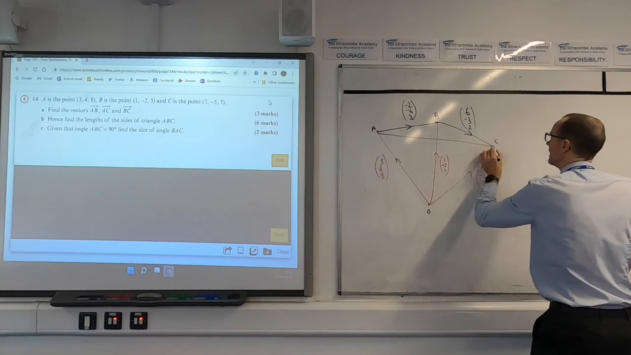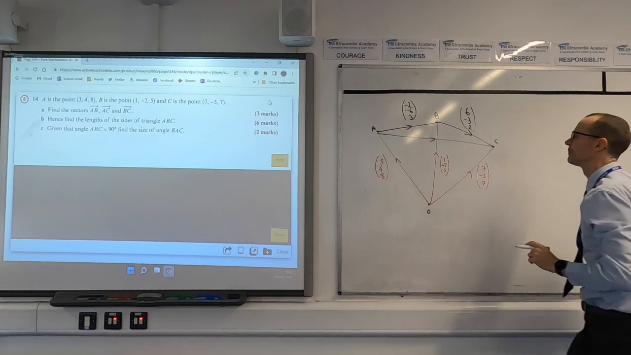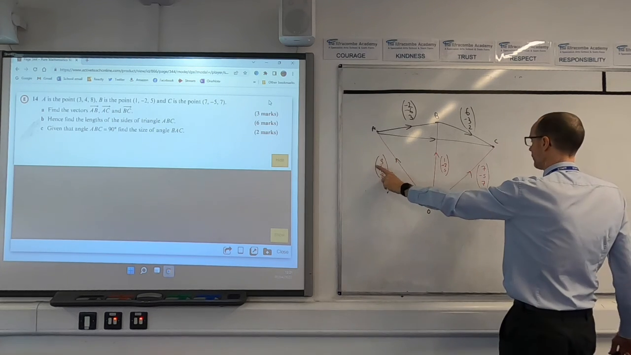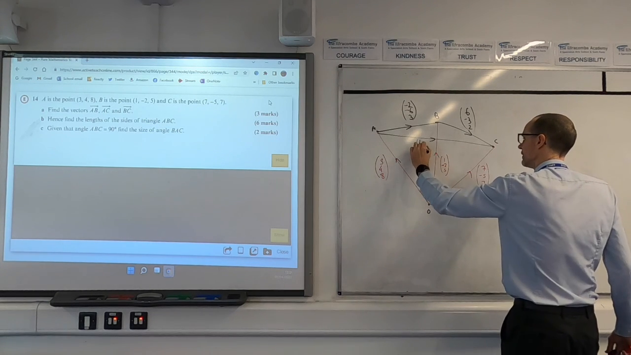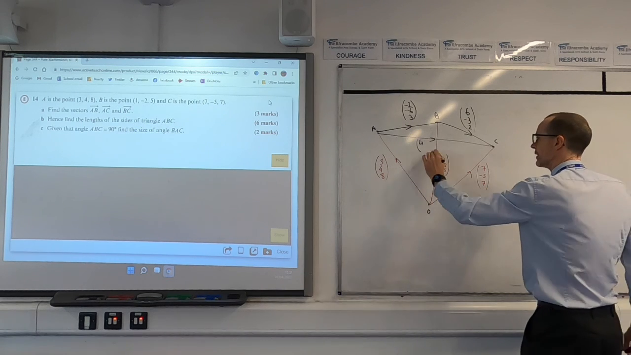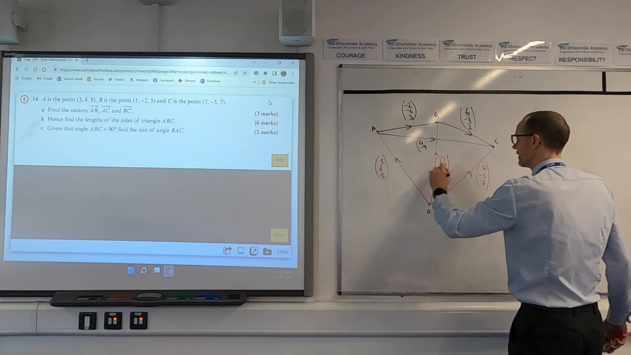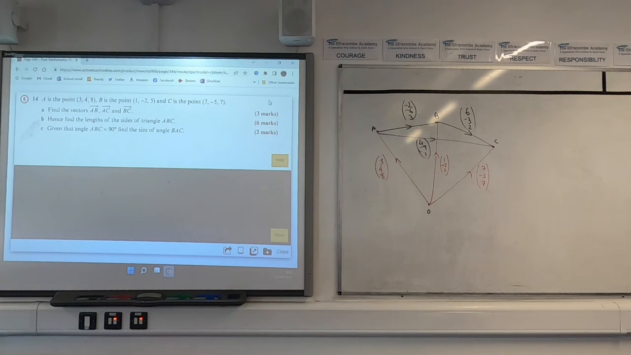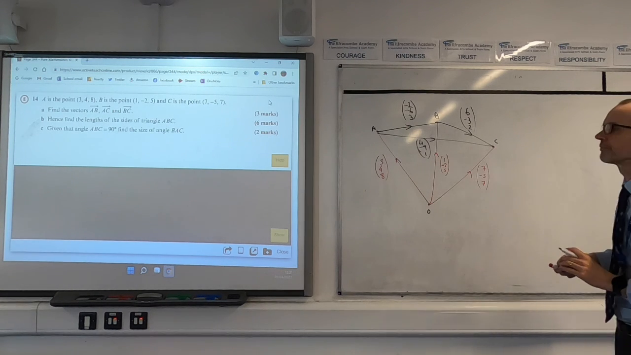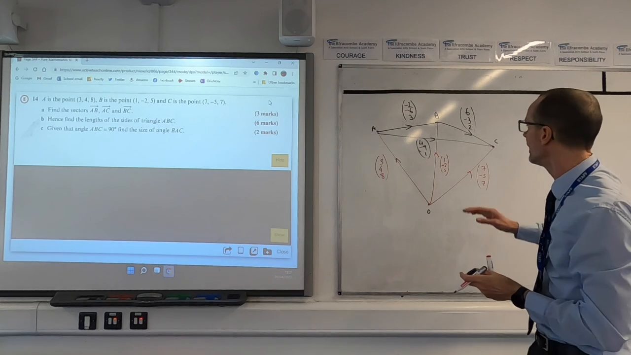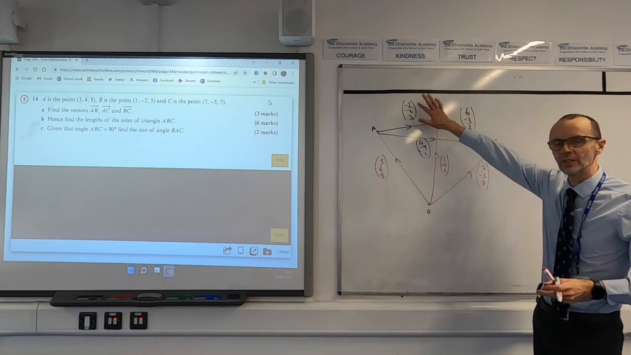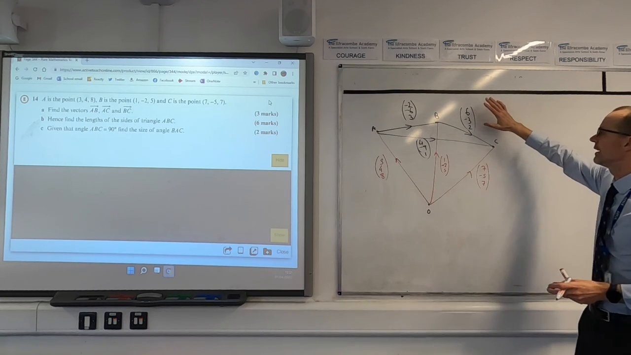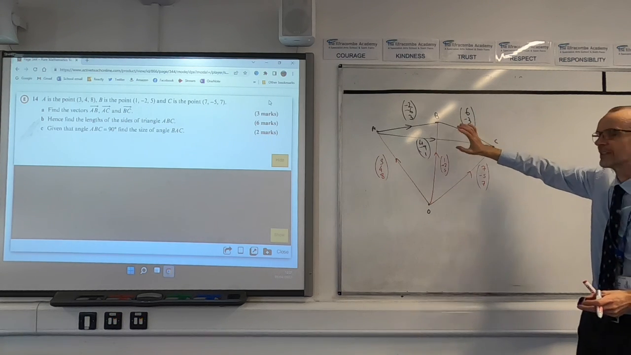then A to C, we've got 3 to 7, 4 to -5, 8 to 7. So for the length of the sides, I just do the square root of -2 squared plus -6 squared plus 3 squared, and similarly here and similarly here.